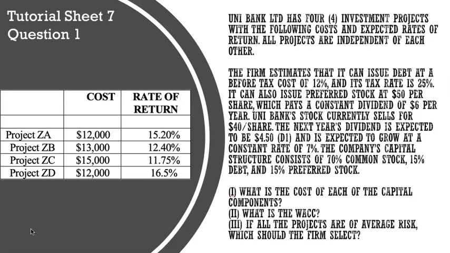What is the cost of each of the capital components? What is the WACC? If all the projects are of average risk, which should the firm select?